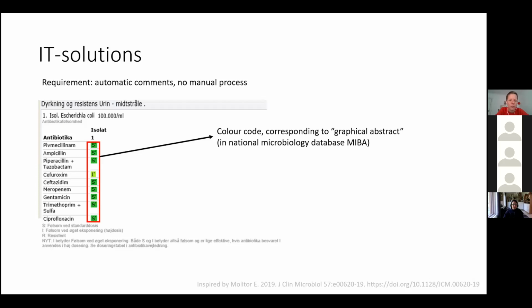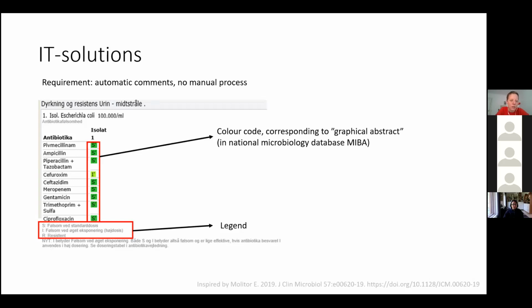This is the view in the National Microbiology Database, NIBA, which is the one where most of our clinicians look at the results. So we used the same color code: dark green for S, light green for I, and then R will be in red. And this color code, or these colors on the report, was actually inspired by a short German report in GCM about the new I.